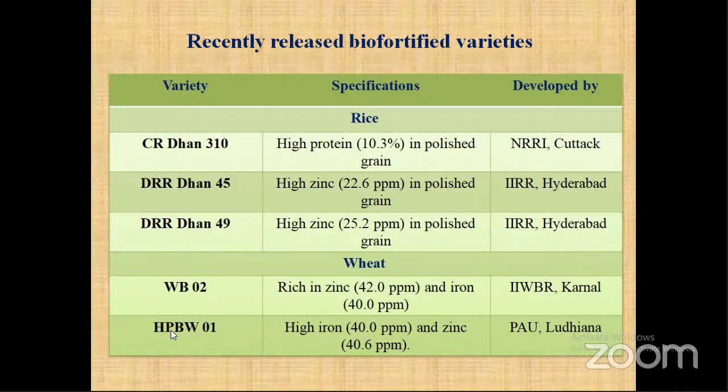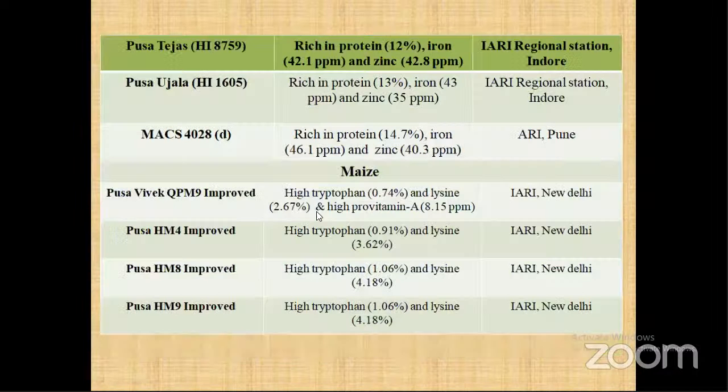And HPBW 01 is rich in iron and zinc. It is developed by PAU Ludhiana. And Pusa Tejas and Pusa Ujala are both developed by IARI Regional Station Indore. Both are rich in protein, iron and zinc. And MACS 4028 is rich in protein and zinc. It is developed by Agharkar Research Institute, Pune.